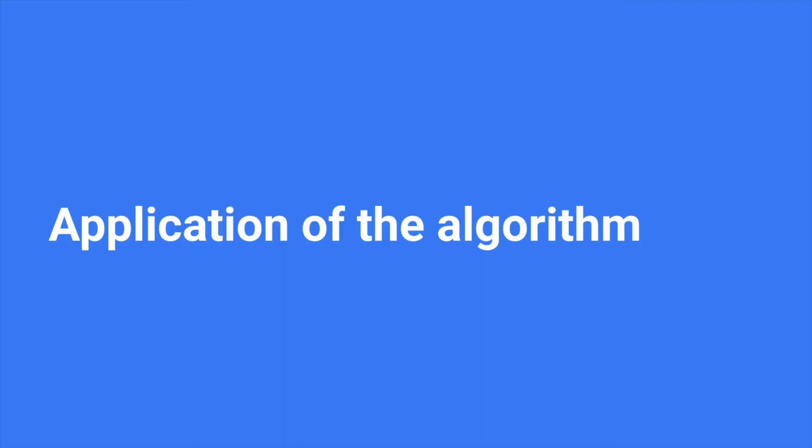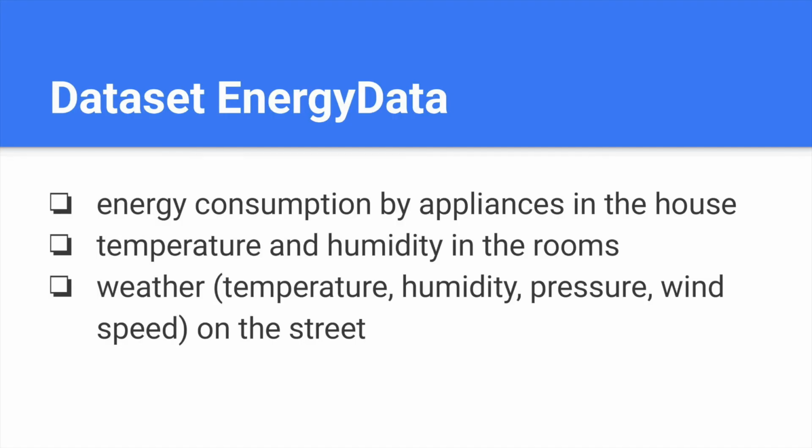We will use the dataset of the University of Mons, Belgium, compiled in 2017. This dataset contains information on electricity consumption throughout the house, temperature and humidity in the house, and weather conditions: temperature, humidity, pressure, wind speed, etc. on the street. The idea is to classify high and low electricity consumption depending on the weather and learn to predict what the consumption will be depending on the weather.